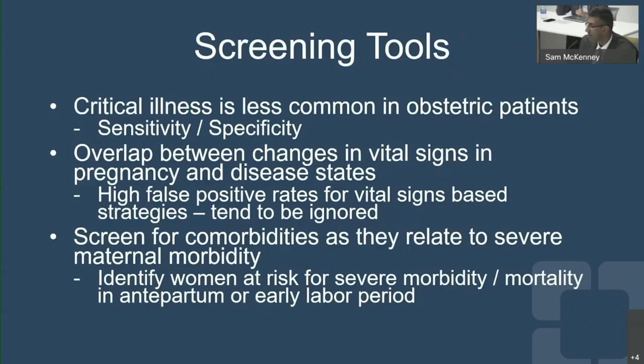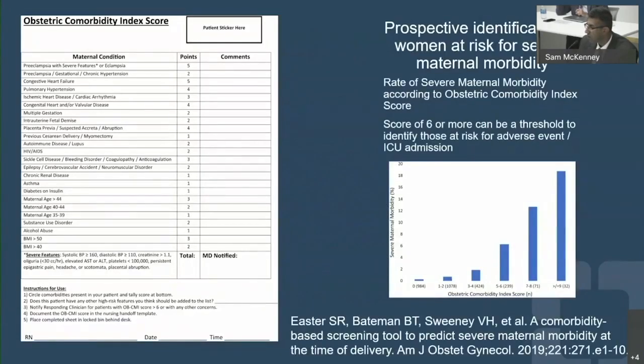So you want to identify these women either early in the antepartum period or during early labor, so you can prepare. So this is one particular tool that we're starting to use here at the Cleveland Clinic. It's called the Obstetric Co-Morbidity Index Score. And basically there are a number of maternal conditions listed on the sheet, and they get a score for each one that a patient has.